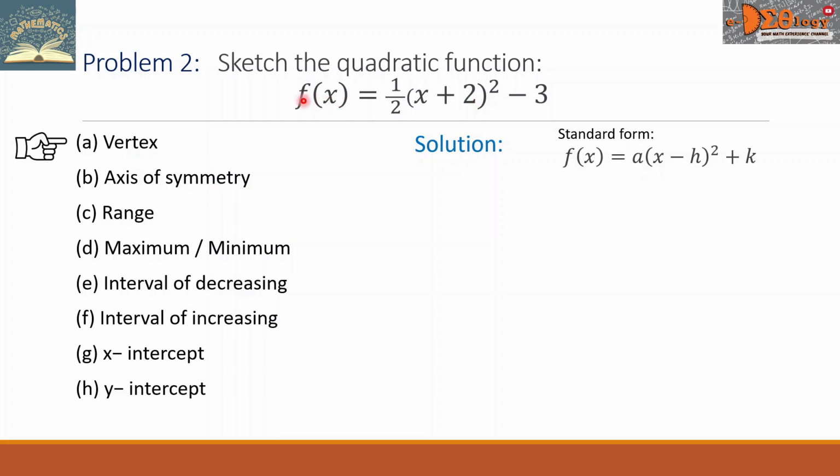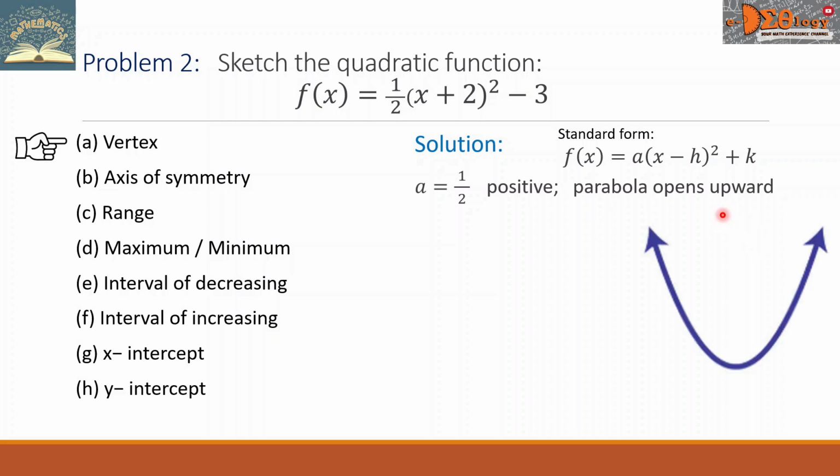Note that the problem here is given in standard form. We can collect the value of a, that is 1/2. We can see that 1/2 is positive. In that case, the parabola opens upward. Then we get the vertex. Since the parabola opens up, the vertex is the lowest point.